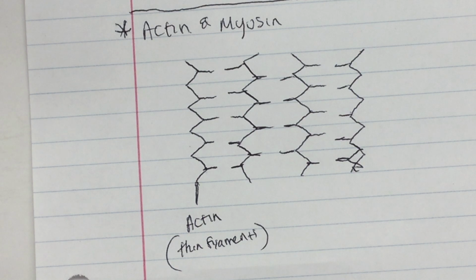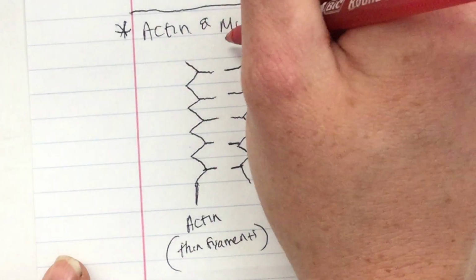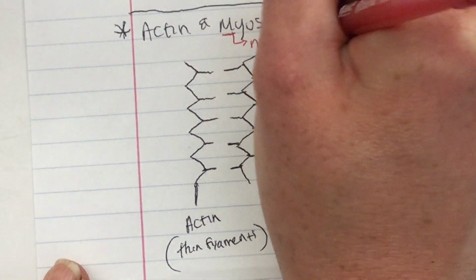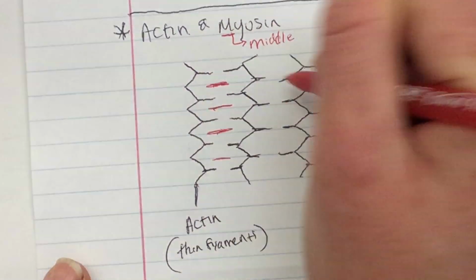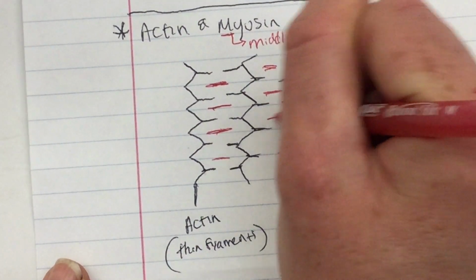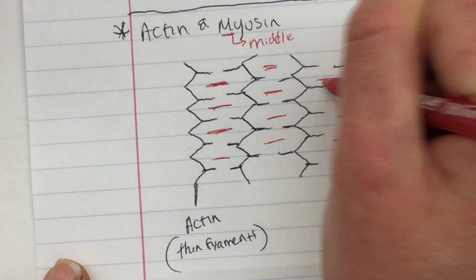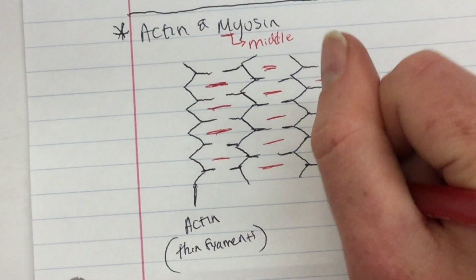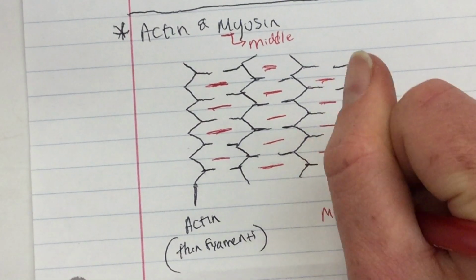And then in between, I'm going to take a red pen, but you can do it in pencil if that's all you have out right now. It doesn't matter, and go back and highlight it or something later. But we're going to draw our myosin. So myosin, you want to think myosin in the middle. And that's going to go right here in the center of these structures. So if actin's the thin filament, then myosin is the thick filament.